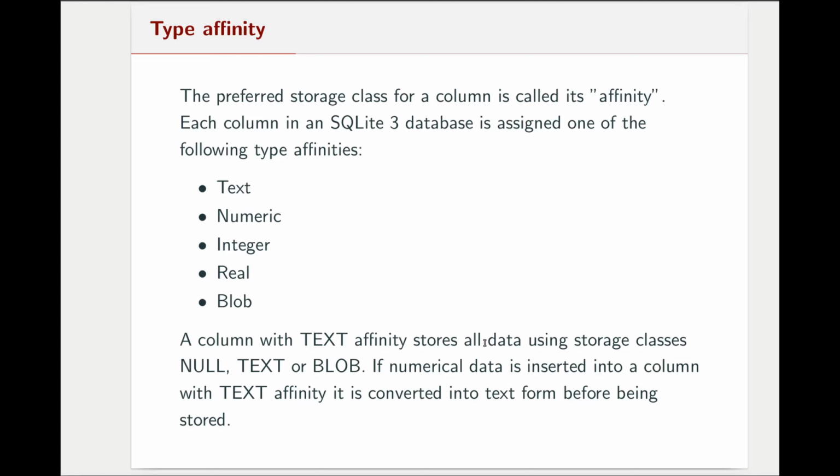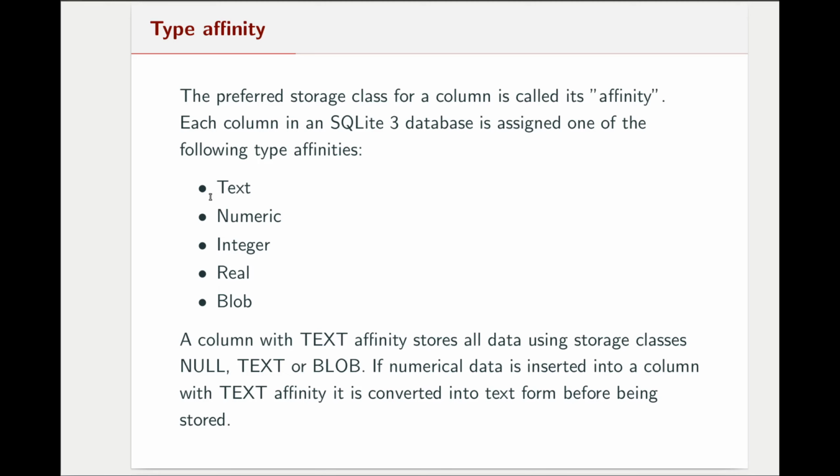Now that we understand what a storage class is, when we declare the data type during table definition, that is called a type affinity. Type affinity means that a column prefers a certain kind of storage as indicated by the data type that we want it to be assigned to. But in the end, depending on the value that is being inserted, an underlying storage class will be used.